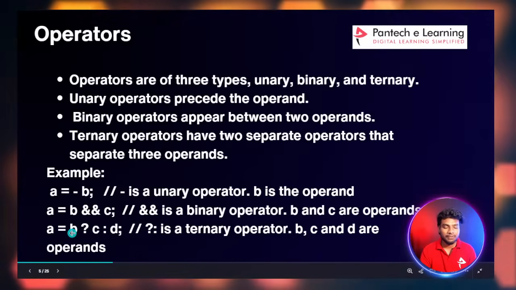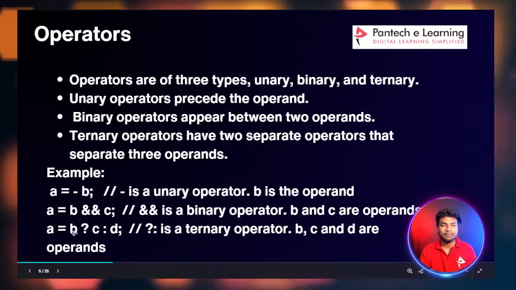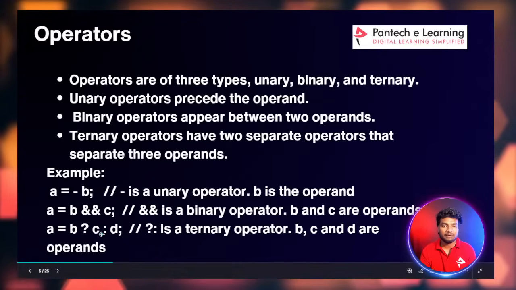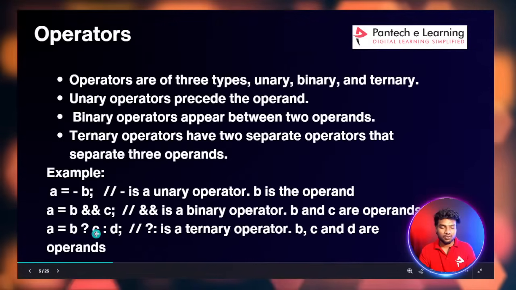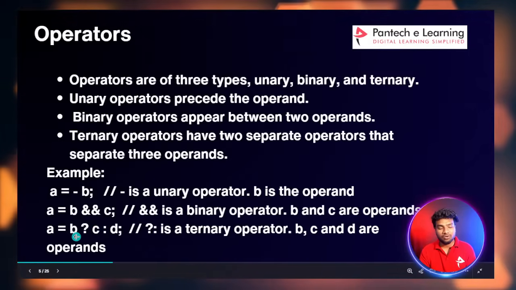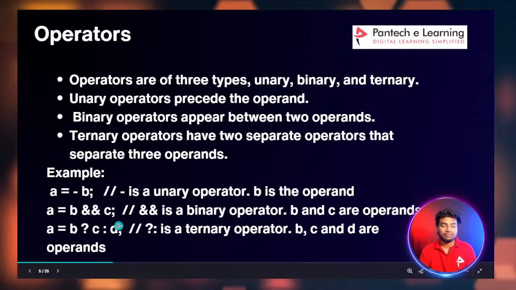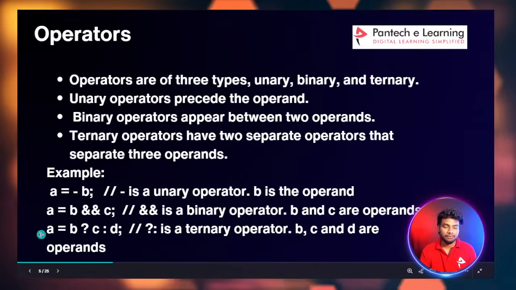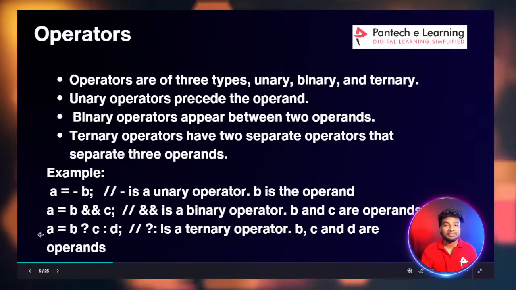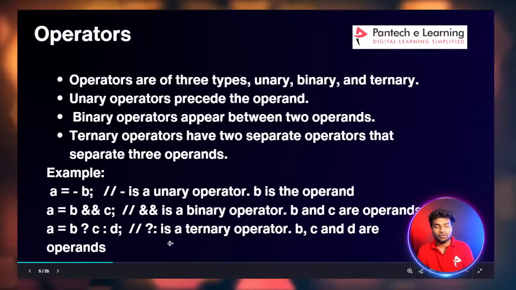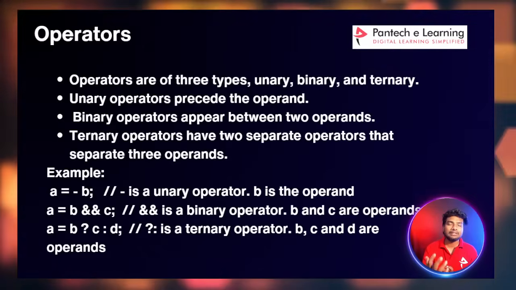So it will check B. If B is high, meaning 1, it will select this C. Whatever value C has, 0 or 1, that will be assigned to A. If B is 0, it will select this D, and whatever value D has will be directly assigned to A. So it's like an if-else condition, but we can declare it with the ternary operator. So this is how the ternary operator works, which will make it easy for you to understand while writing the Verilog code.